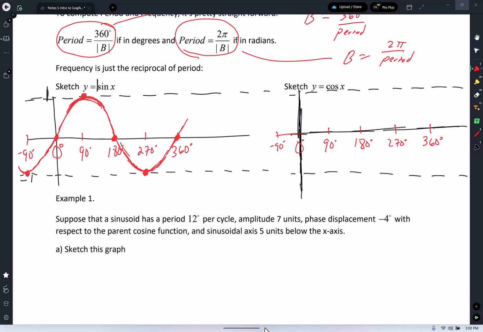Cosine of 0. What's 1? So go to 0 degrees, put a point at 0, 1, way up there. That's your max. Cosine of 90, 0. Put a point at 90, 0. Cosine of 180, negative 1. Cosine of 270, 0. Cosine of 360, 1. And in my case, I have negative 90 here. So negative 90 is like 270. So cosine of 270 again is 0.